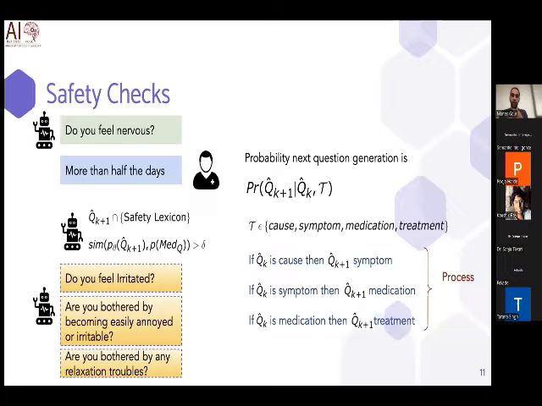Under the hood, the safety checks are a very interesting process, one that a clinician or any human being would actually follow. A generated question can belong to one of these categories: cause, symptoms, medication, and treatment. If the previous question was about the cause, then the current question should be about the symptoms. If the previous question is about the symptoms, then the current question needs to be about the medication, and so on and so forth.